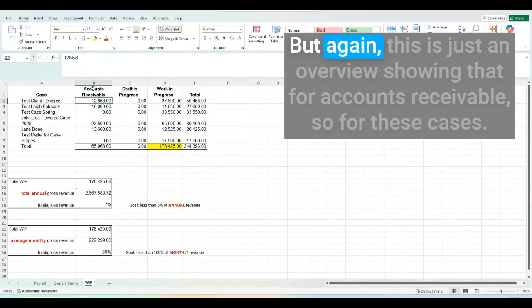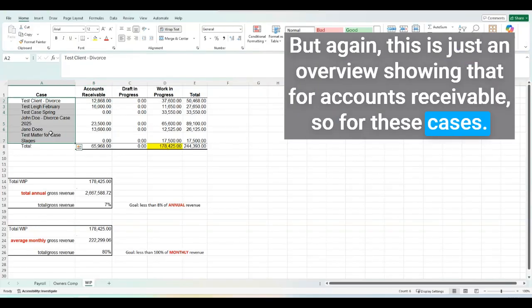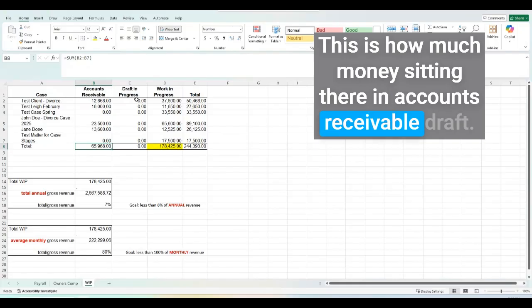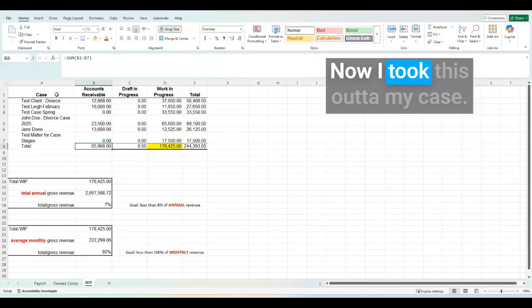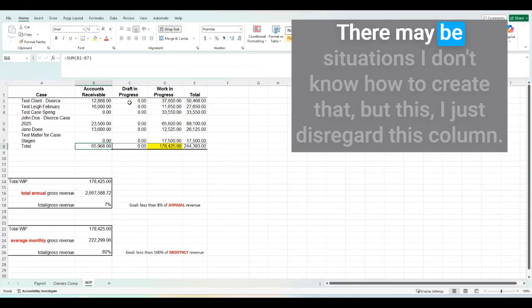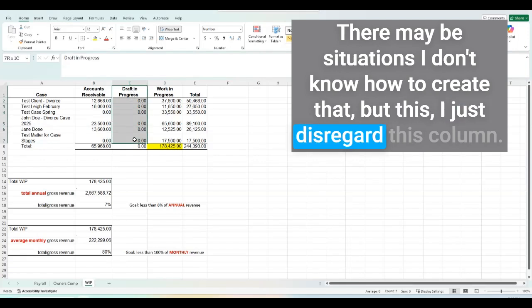But again, this is just an overview showing accounts receivable. So for these cases, this is how much money is sitting there in accounts receivable. Draft. Now, I took this out of my case. I'm not sure that I've ever seen money in this column, draft in progress. There may be situations, I don't know how to create that, but I just disregard this column.